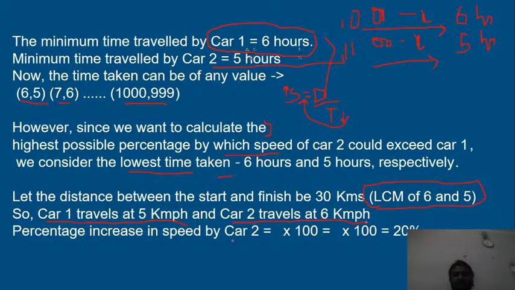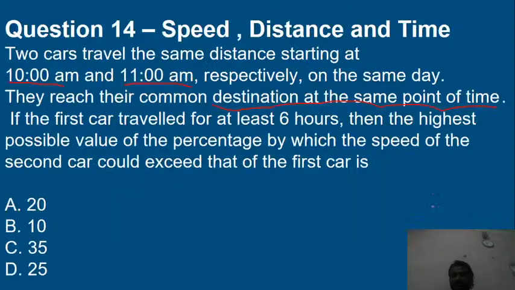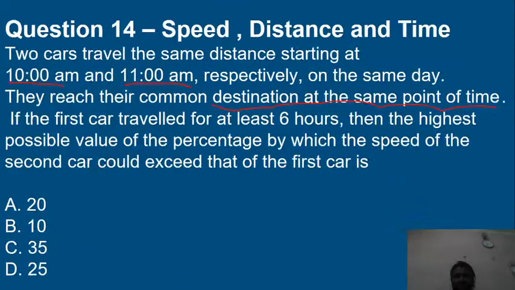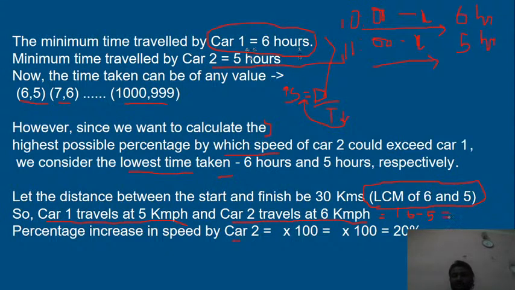So the percentage increase in car 2 would be nothing but 6 minus 5, which is nothing but 1. So the percentage increase would be 1 by 5. Okay, and this would result in 20%.